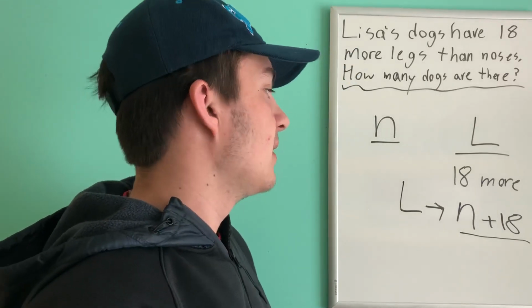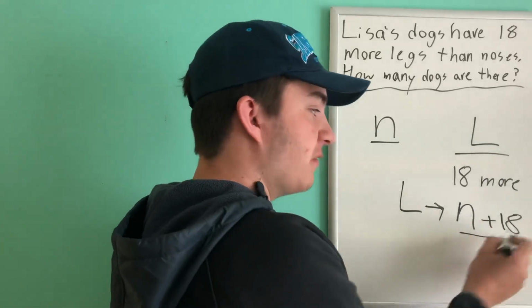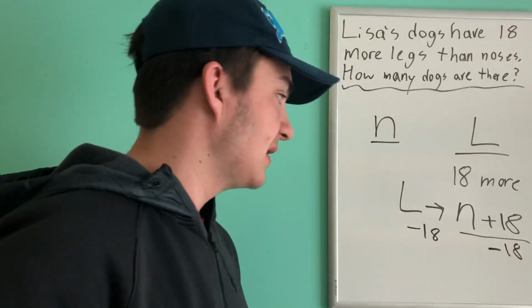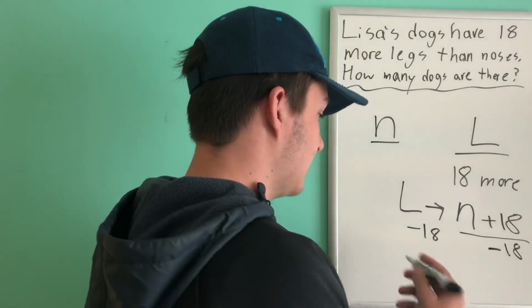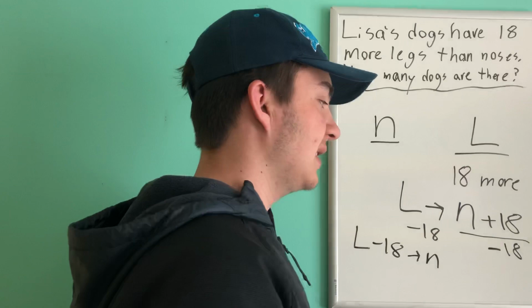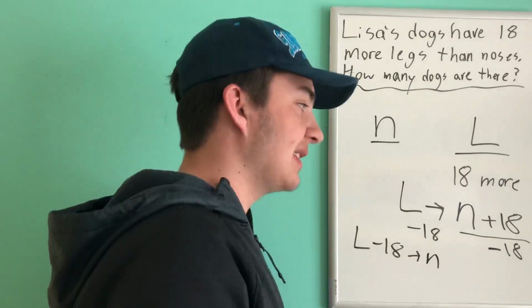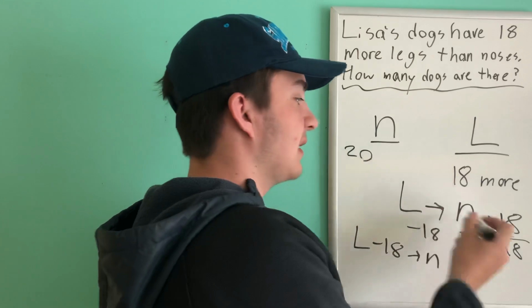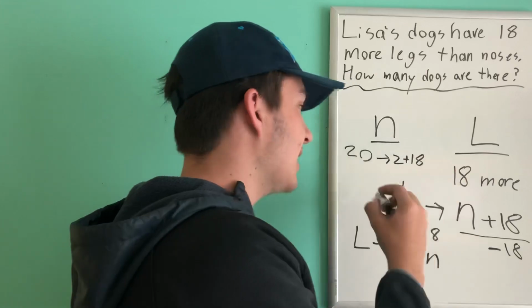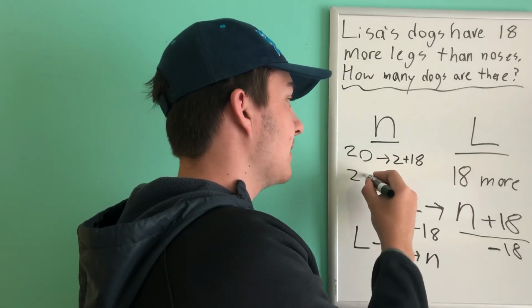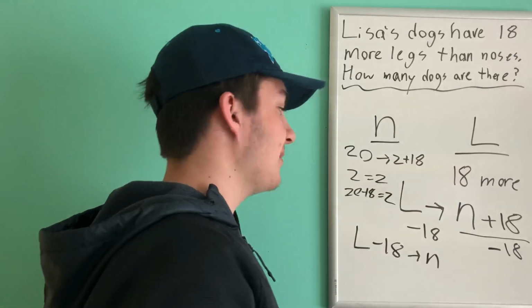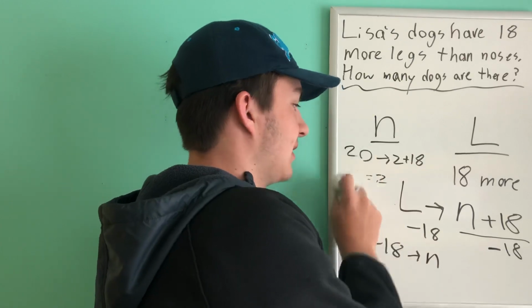So now, what if we subtracted 18 from both sides, right? What if we took away 18? Then instead of this, we would have legs minus 18 is the amount of noses, right? And the reason this makes sense is because let's say L is 20, right? Then N is 2, right? 20 equals 2 plus 18. If you subtract 18, you get 2 is equal to 2, right? Or 20 minus 18 is equal to 2.